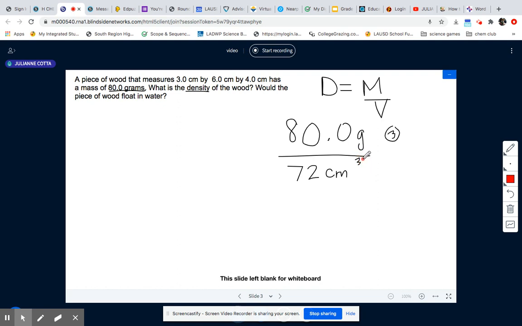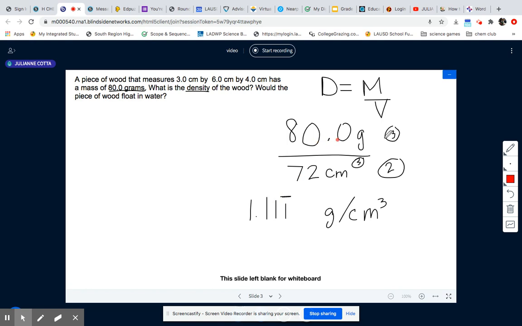And what that tells me is that 72 has 2 significant digits, and that's going to be important. So now I want to divide my 80 by 72. I have grams over centimeters cubed, so I want to keep those units. Don't lose your units. And my answer is 1.1111 infinity. I'm just going to make 3 ones and then put the infinity sign on top.